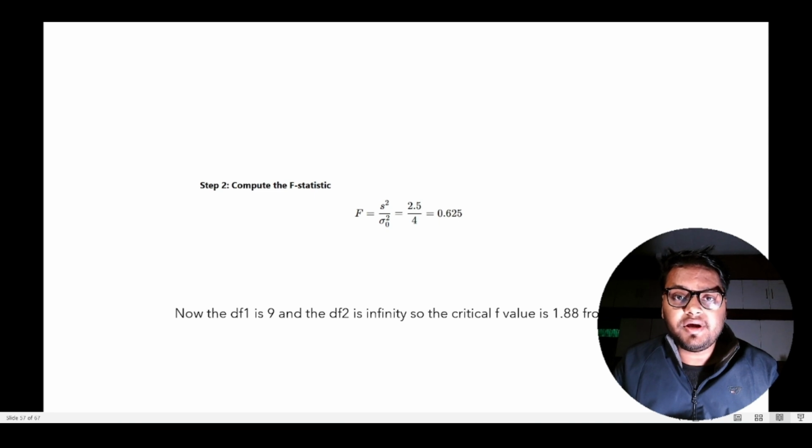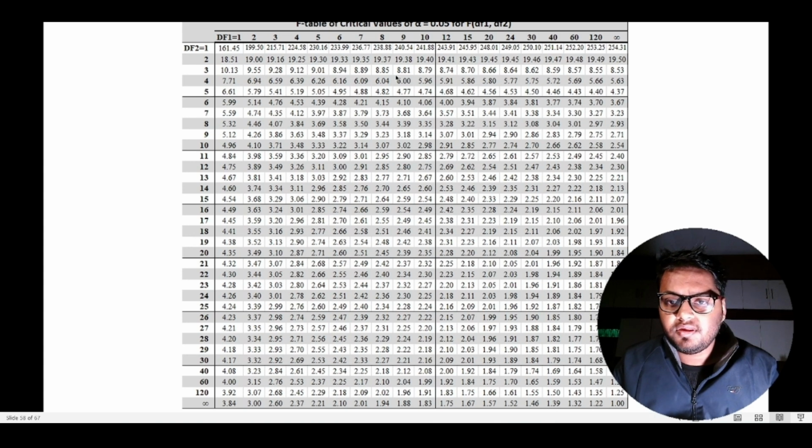We already know that degree of freedom is n minus 1. So 10 minus 1 is 9. So my degree of freedom will be 9 here, and for df2 the value will be infinity. Now we'll look for these values in an F table. Here we can see that df1 is 9 and df2 is infinity, so my value will become 1.88.